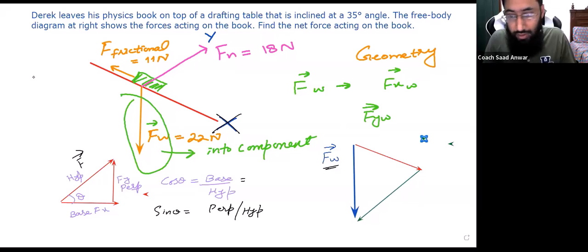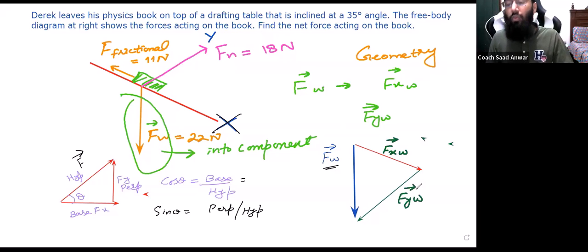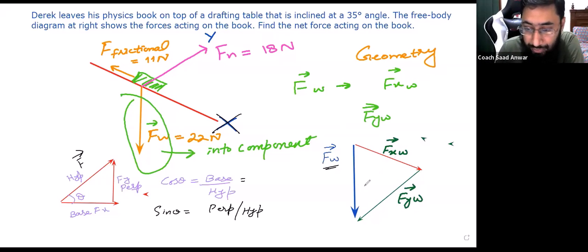So if I write, I'm gonna say this is Fxw, the component of force along the x-axis. This is Fyw, the component of force along the y-axis. And guys, this is a right-angle triangle having a 90-degree angle, and this is a 35-degree angle. So what should be this angle?